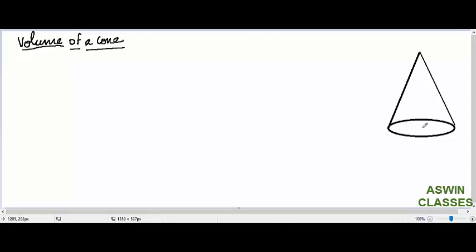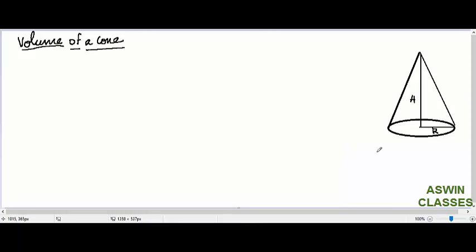See, consider a cone. This is your cone. Let its radius be capital R, and let its height be h. So you need to find the volume of this cone with base radius capital R and height h. How will you use integration for this purpose?